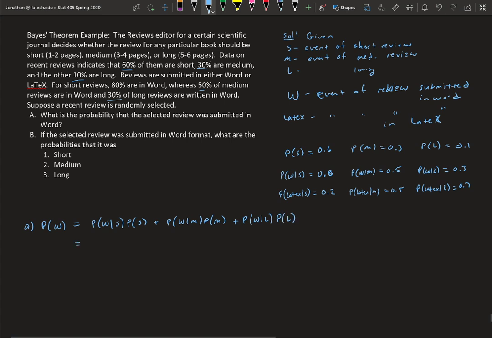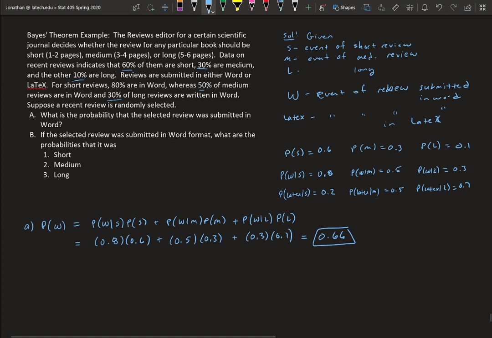So that's going to be 0.8 times 0.6 plus 0.5 times 0.3 plus 0.3 times 0.1. And that turns out to be, I calculated 0.66, so 0.66. So basically 66% of the reviews are written in Word.